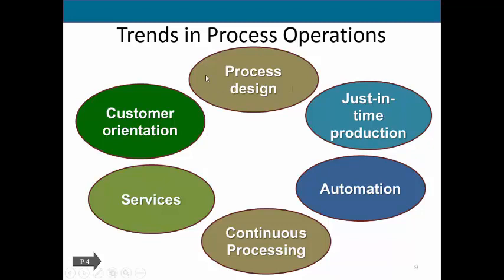So along with this idea of looking at our design and our process, we're also looking at continuous processing. Continuous processing, and also the idea of process improvement or Kaizen improvement, meaning that we're continuously improving and adjusting our process to make things more efficient and effective.